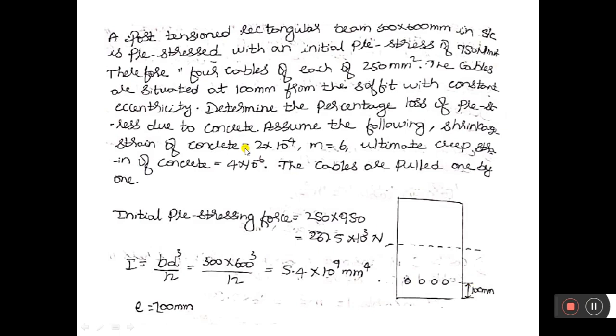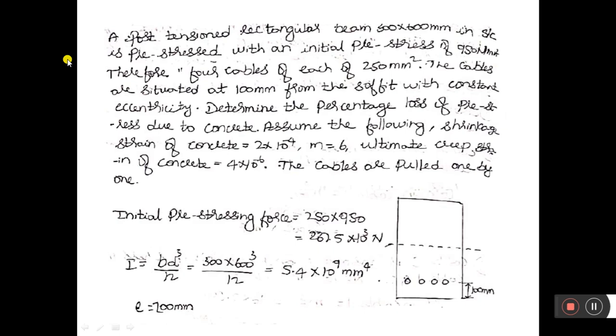Let us move to the next example. A post tension rectangular beam 300 mm by 600 mm in cross section is pre-stressed with an initial pre-stress of 950 Newton per mm square. There are 4 cables of 250 mm square each. The cables are situated at 100 mm from the soffit with constant eccentricity. Determine the percentage loss of pre-stress due to concrete.